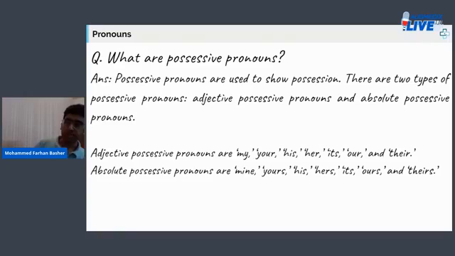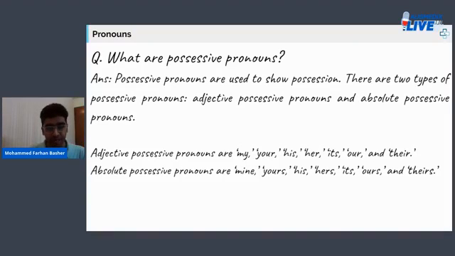What are possessive pronouns? Possessive pronouns are used to show possession. There are two types of possessive pronouns: adjective possessive pronouns and absolute possessive pronouns, right? Adjective possessive pronouns are my, your, his, her, its, our, and their. These are all adjective possessive pronouns. Now, absolute possessive pronouns are mine, yours, his, hers, its, ours, and theirs.